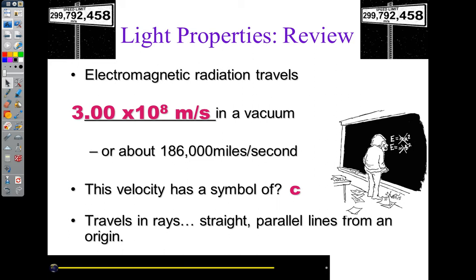And another thing to remember is that light rays travel in straight, parallel lines from the source.